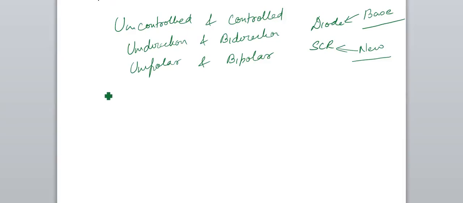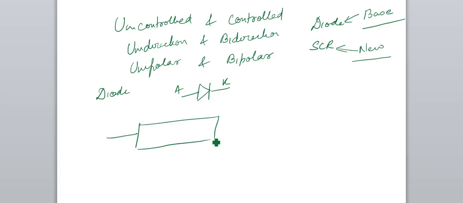So for a diode, you have learned that it has a symbol like this, and this is your anode, this is your cathode. So a diode is a two terminal device. In terms of constructional features, the diode has one p-n junction and two layers. This is your p-type semiconductor and this is your n-type semiconductor.